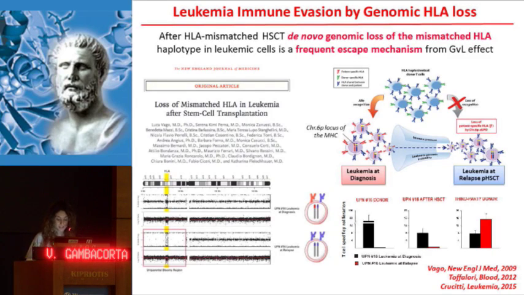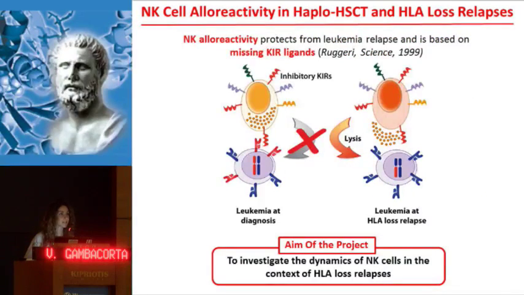Prompted by the intense immune pressure mediated by alloreactive donor T cells, leukemic cells can undergo de novo genomic loss of the mismatched HLA haplotype through a mechanism of acquired uniparental disomy. This mechanism completely abrogates leukemia recognition by donor T cells, allowing the malignant blasts to evade the immune system and ultimately foster leukemia relapses.